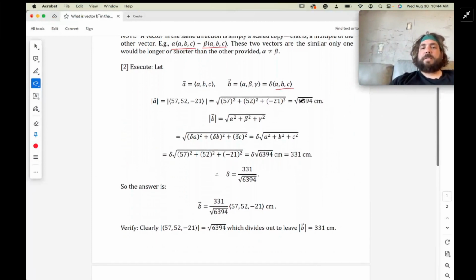I already know what A is. A is this right here. So I can put that there. And then the magnitude of B was given to us right here, 331 centimeters. Now we have an equation that we can solve for delta. I solve for delta, that's delta. Now I take delta, I plug it into my equation here where I have the multiple of delta. And that right there is your B. That right there is in the same exact direction as A. And when you take the magnitude of it, it equals 331 centimeters.